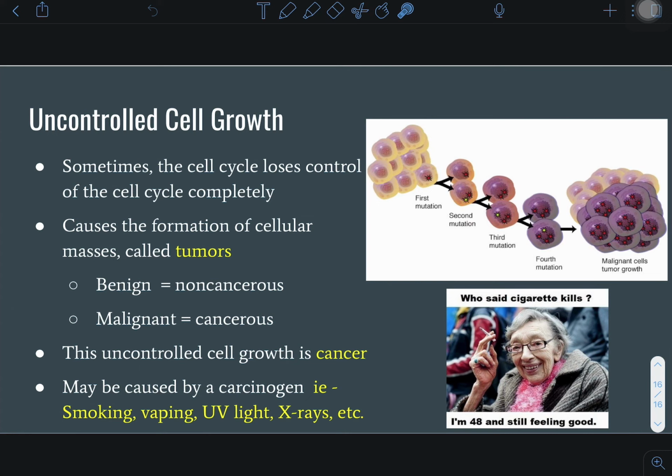Sometimes we have no idea, but sometimes it's things that we introduce to our bodies called carcinogens. Some examples would be smoking, vaping, being out in the sun too long without sunscreen, and getting x-rays at the dentist or the doctor. Yes, x-rays can cause cancer, but the idea is cost versus benefit. An x-ray benefits us by showing whether a bone is broken and needs to be fixed. It's a small dosage and we don't do it every day. But these types of carcinogens can lead to cancer.